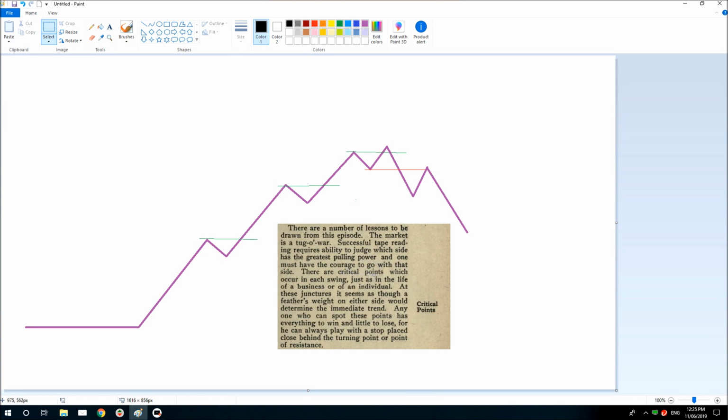There are critical points which occur in each swing, just as in the life of a business or of an individual. At these junctures, it seems as though a feather's weight on either side would determine the immediate trend. Anyone who can spot these points has everything to win and little to lose. And right here, the market was very finely balanced. It just took a feather's weight on one side or the other to change the trend.